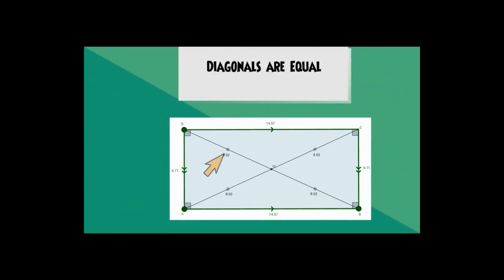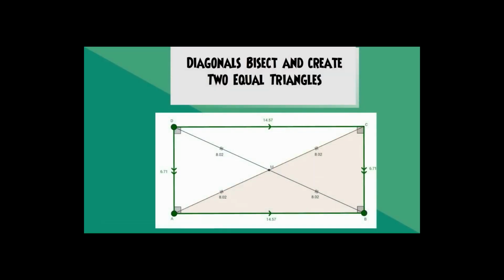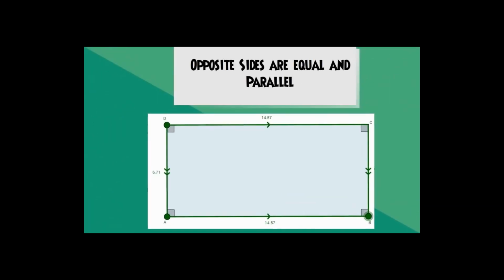Let's talk about the diagonals of a rectangle. The diagonals of a rectangle are of equal length. The diagonals also bisect each other and create 2 pairs of equal triangles. Opposite sides of a rectangle are equal, and the opposite sides are parallel.